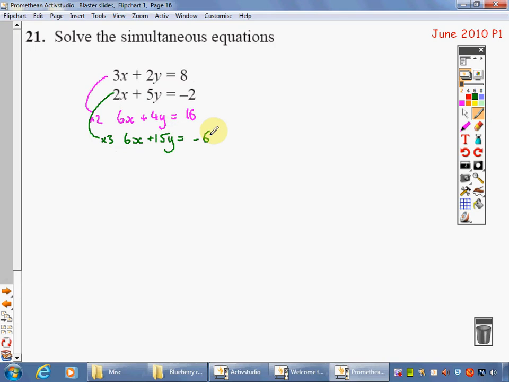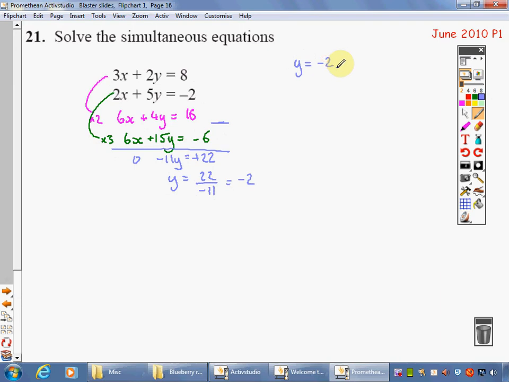I'm now going to work with those two to eliminate my x, and I'm just going to do the top one, subtract the bottom one. So I'm actually going to write a subtraction sign there and draw a line right across there and do the subtractions. 6 take 6 is 0. 4 minus 15 will be minus 11. 16 minus minus 6, now be careful there, minus minus, you're taking away a negative, so in fact you're increasing your value, will be plus 22. So minus 11y equals 22, so y will be equal to 22 divided by negative 11, which of course is negative 2. So I know that y equals negative 2.